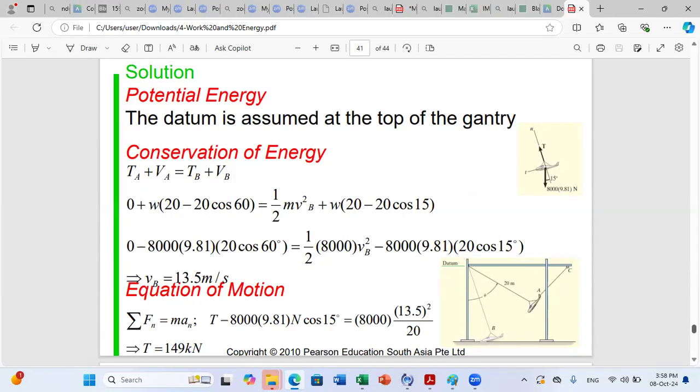Look, the datum selection is free. You can select any datum, and at the end, whatever the location you choose, delta y will not change. Meaning YA will change, YB will change, but YB minus YA will remain the same. That's why the selection of the datum will not affect your result at all.